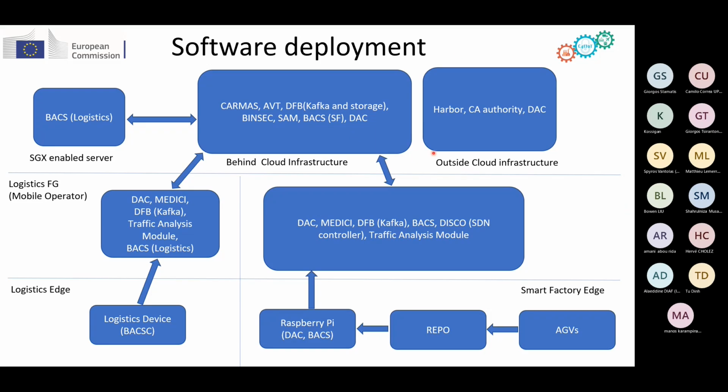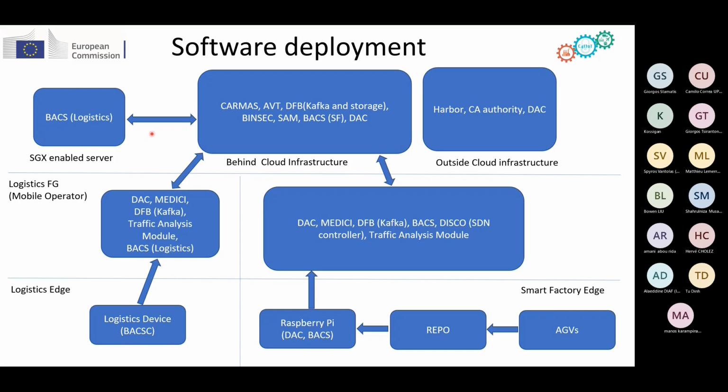On the complementary server, we have our private Docker repository and the private certificate authority, and some components of the Decentralized Access Control module. And on the SGX-enabled server, we have one version of Bugs for the logistics use case only, running on this server only.